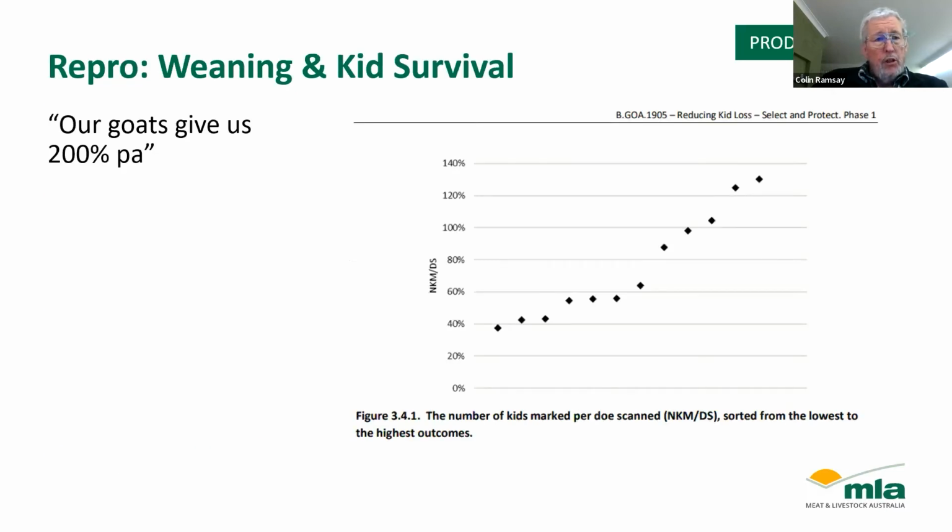Now, I want to touch first just briefly on reproduction. And here's the famous quote, which people tell me over and over again: our goats give us 200% per annum. And I hear that so many times. For years and years and years, I struggled because I could never get anywhere close to it.